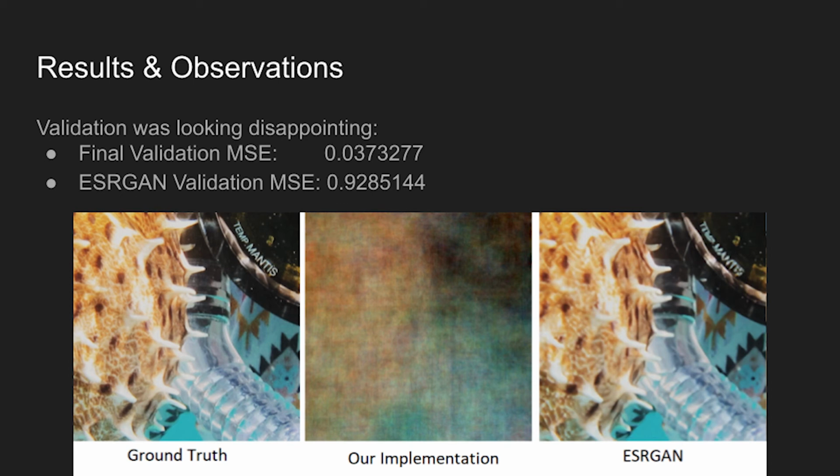Compared to our training results, our validation results are overall very terrible. Even compared to the ground truth and ESRGAN, our image is nowhere near what it should look like. Overall, the colors are seemingly there, though the overall shape and detail of the image is just not apparent at all.